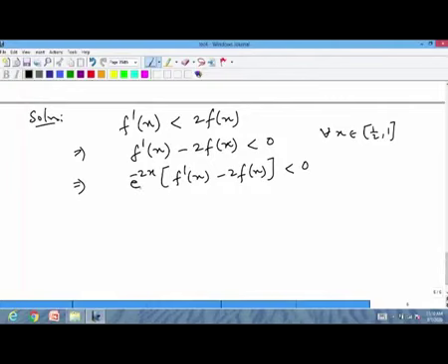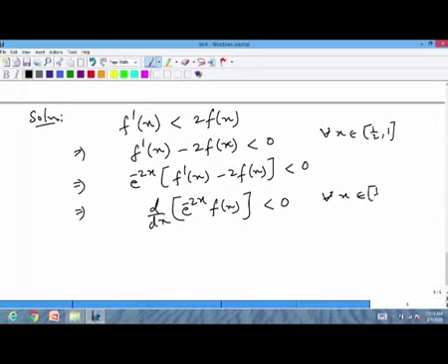Why did we multiply by e to the minus 2x? Because by doing this we see that this can be written as d by dx of e to the minus 2x times f x, because by the product rule this is e to the minus 2x times the derivative of f, which is f prime x, plus the derivative of e to the minus 2x, which gives minus 2 e to the minus 2x times f x. So, that gives you this. So, this is less than 0 for all x in half to 1.